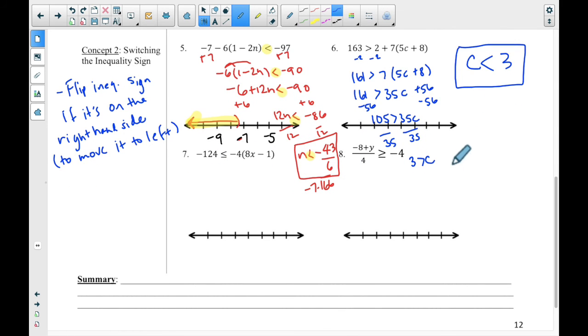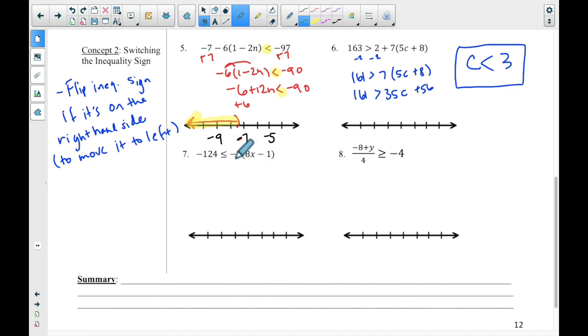I'm going to have to erase some of this, so make sure you get written down what you need to, or rewind if you need to, so I can make some space down here. I know I've been saying to divide, but just because everyone's a little bit more comfortable distributing, I'm going to distribute it. So this is negative 124 less than or equal to negative 32x plus 4. Subtract my 4, and I get negative 120 is less than or equal to negative 32x.